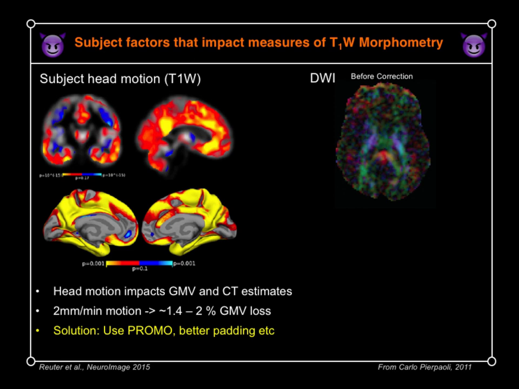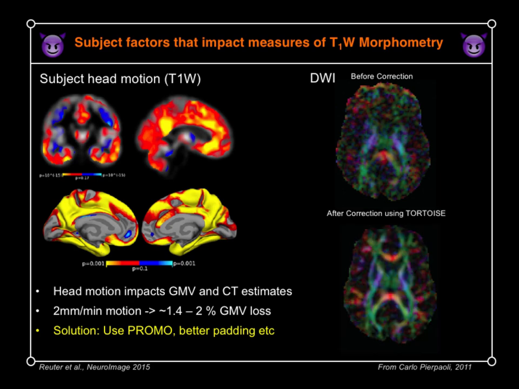Motion also, predictably, has a profound impact on diffusion-weighted images. Here's a directionally encoded color map before correction, and this is what it looks like after correction. So it is correctable, but if you can avoid it, you're so much better off avoiding it by using whatever sequence-specific things that you can do.